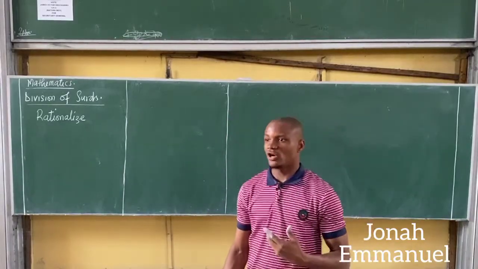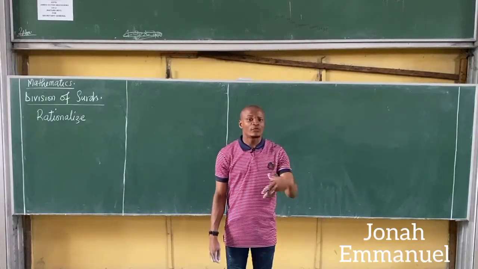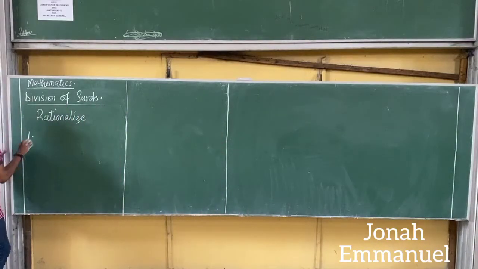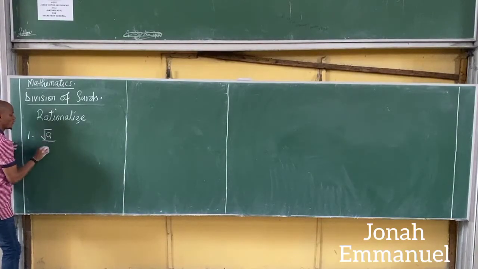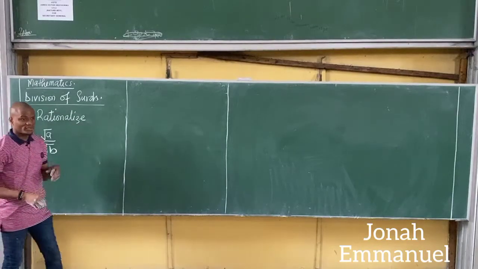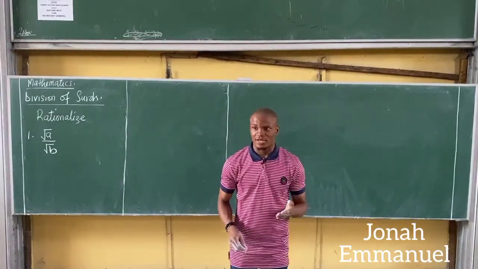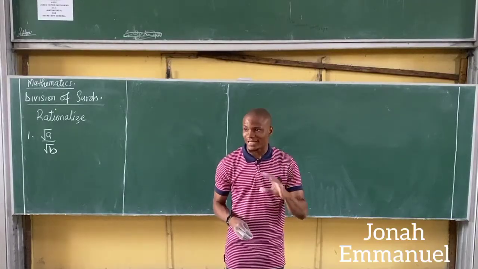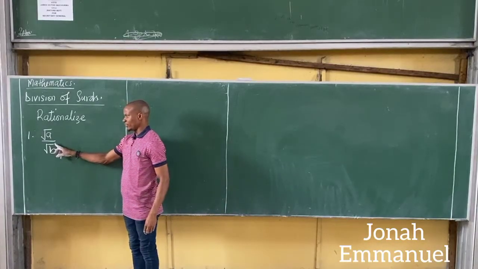Now listen please. When it comes to rationalization, you rationalize in two forms. Here's form 1. If I'm rationalizing a term like root A all over root B, the idea of rationalizing is this: in maths, it's improper to leave the denominator of a fraction as a surd. That's the concept. You can see this is root A divided by root B.